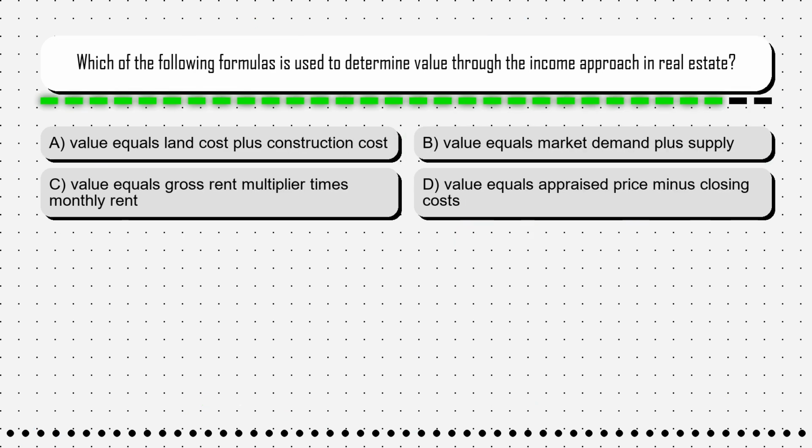Question 20. Which of the following formulas is used to determine value through the income approach in real estate? Option A, value equals land cost plus construction cost. Option B, value equals market demand plus supply. Option C, value equals gross rent multiplier times monthly rent. Option D, value equals appraised price minus closing costs.